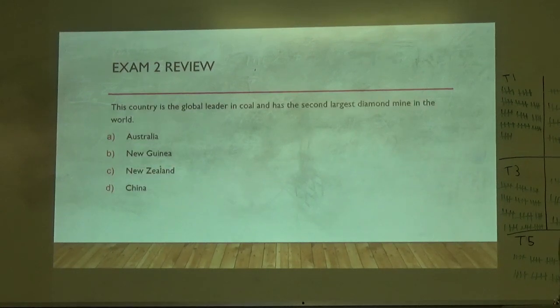We'll see. This country is the global leader in coal and has the second largest diamond mine in the world. Is it A, Australia, B, New Guinea, C, New Zealand, or D, China?